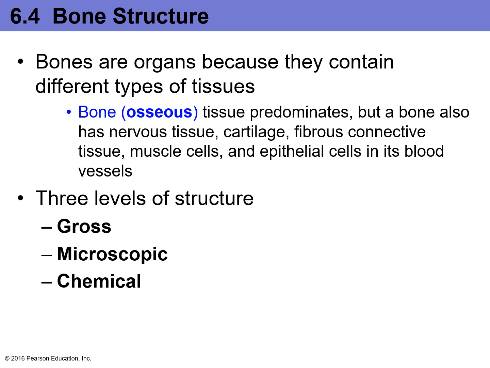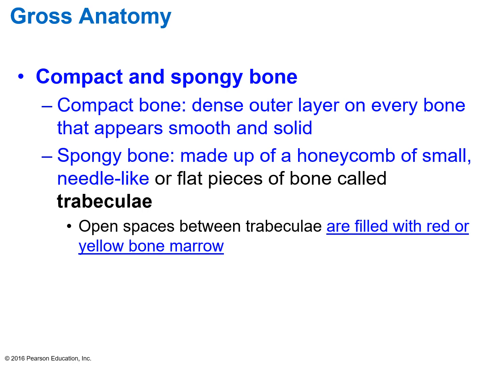So let's start off with the growth anatomy, which is to take a look at your bone. Oftentimes, you can distinguish it between a compact bone and a spongy bone. A compact bone means that whenever you look at the bone, it is homogeneous in its overall texture and color. It appears smooth and solid.